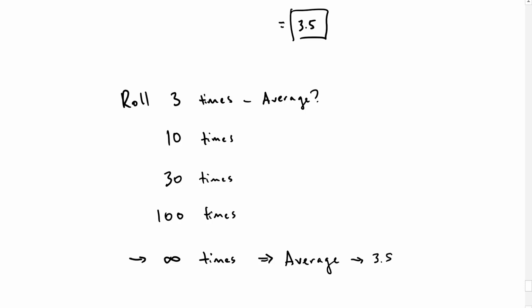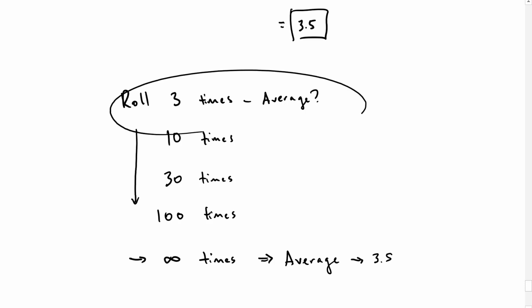And so that's the whole point. As we add more and more rolls, as the sample gets larger and larger, this idea of the law of large numbers, the average of the sample is going to become closer and closer to the population average. And in this case, the expected value, the population average, is 3.5.